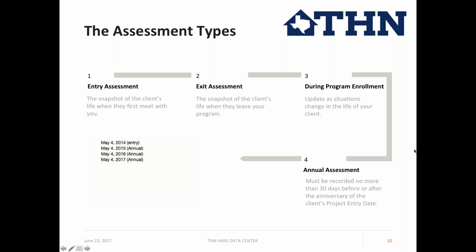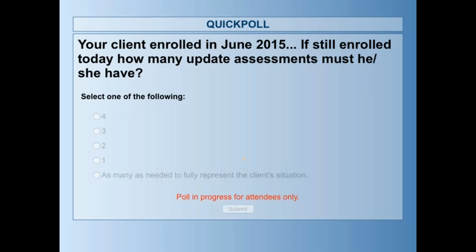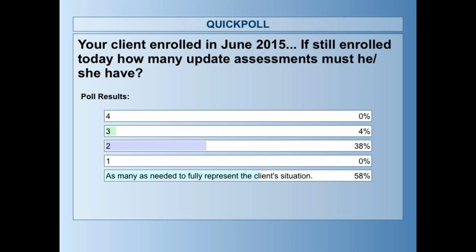I have another scenario for you now that we're here. Let's see. What do you think of this? Your client enrolled in June 2015. If this client is still enrolled right now, how many update assessments must he or she have? How many updates must he or she have? Okay, I know this is kind of like a trick question. I know it is a trick question, guys. Let's share these results.